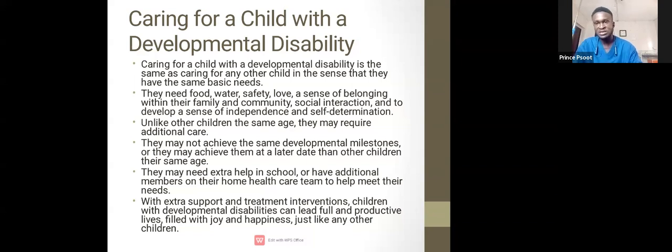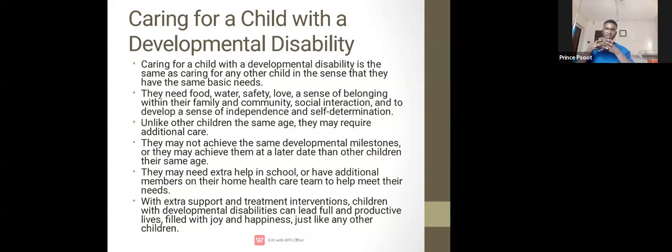So with extra support and treatment interventions, children with developmental disabilities can lead full and productive lives filled with joy and happiness, just like any other children. The fact that these children are physically or developmentally disabled doesn't mean they lack needs. They also have needs, just like other children do. They are not alien, like I said in the previous model. They are not aliens. They feel what we feel.